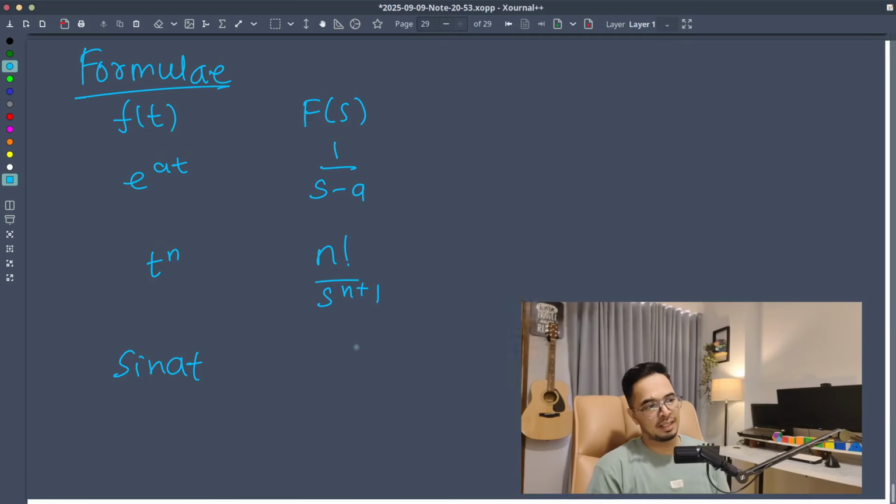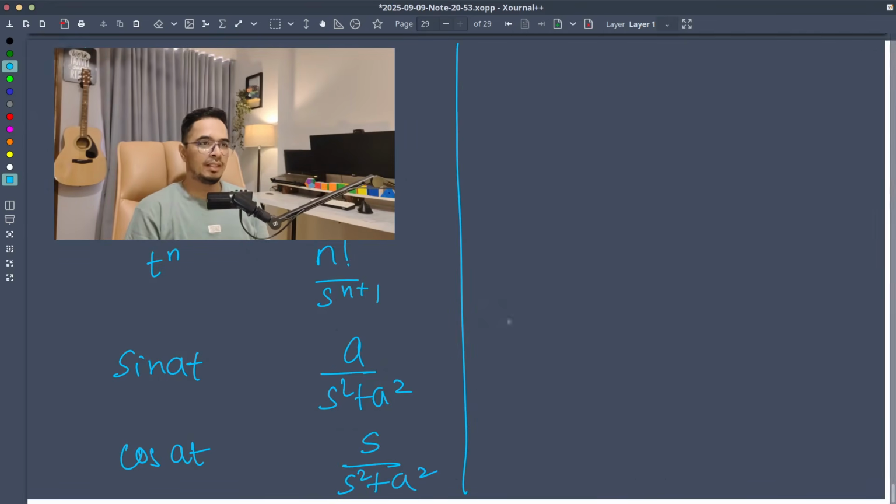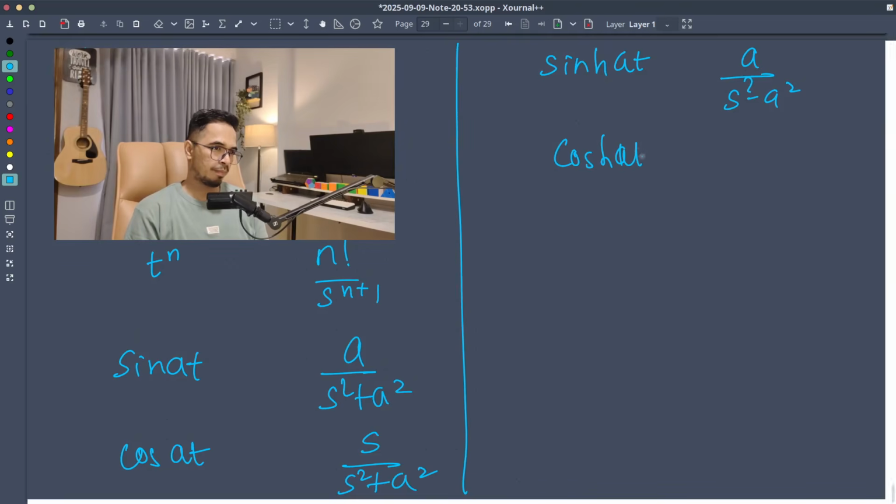Sin at is a upon s square plus a square. Cos at is s upon s square plus a square, right? If it is sinh at, we know that the Laplace transform is going to be a upon s square minus a square, and if it is cosh at, it is going to be s upon s square minus a square.